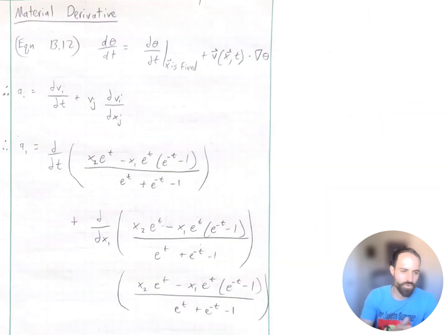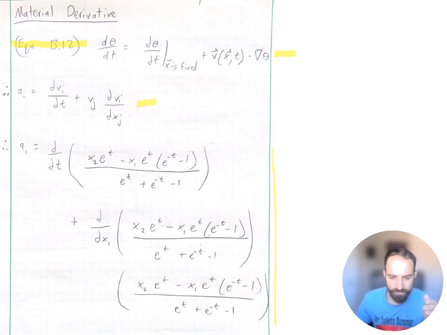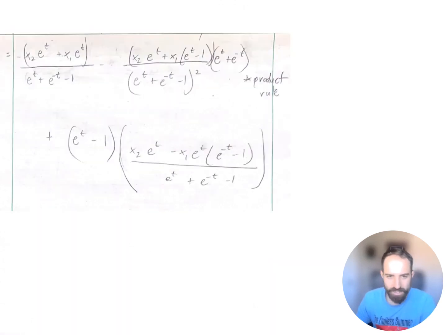So the final way we're asked to get the Eulerian acceleration is through the material derivative. So that's equation 13.12 here at the top. That's it in general form, and that would be it trying to find the acceleration. So if you plug all those in from our Eulerian velocities, which I did here, that's what you get.